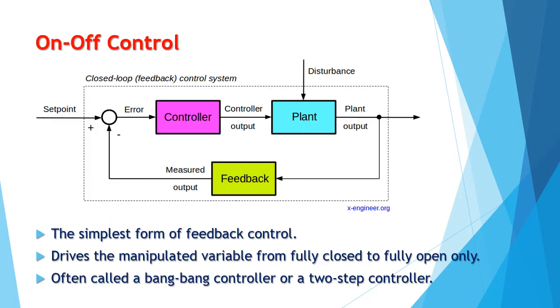On-off control. On-off control is the simplest form of feedback control. An on-off controller simply drives the manipulated variable from fully closed to fully open, depending on the position of the controlled variable relative to the set point. Due to the switching logic, an on-off controller is often called a bang-bang controller or a two-step controller.